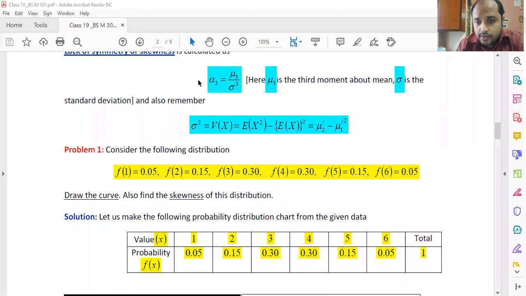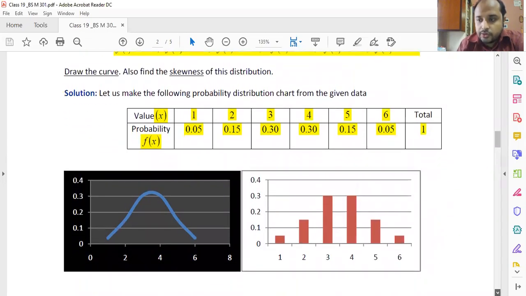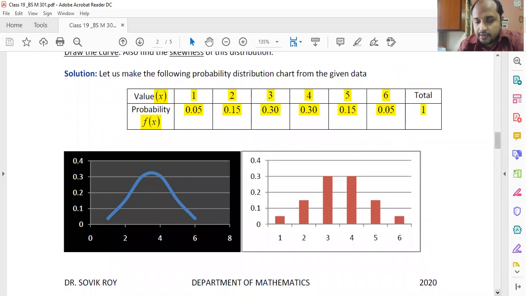Now, once we make this particular chart, what we see, let us draw, because we are supposed to draw the curve of this. So I have drawn the curve below. I'm going to show you two separate curves over here. One curve is this one, which is on the right hand side. Another curve is that one.